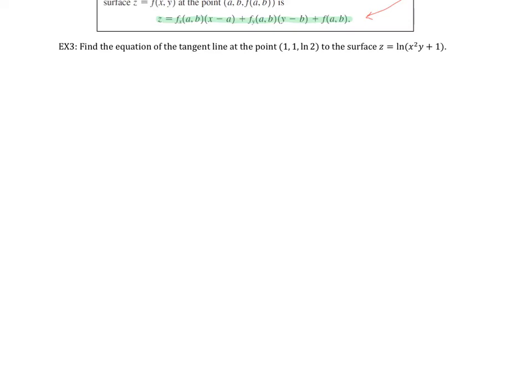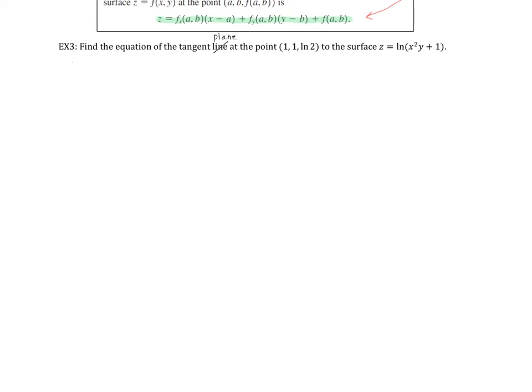In example 3, we have to find the equation of a tangent plane at the point (1, 1, natural log 2). Our surface is z equal to natural log of x squared y plus 1. So our surface is written in explicit form. I can use the above equation for the tangent plane.